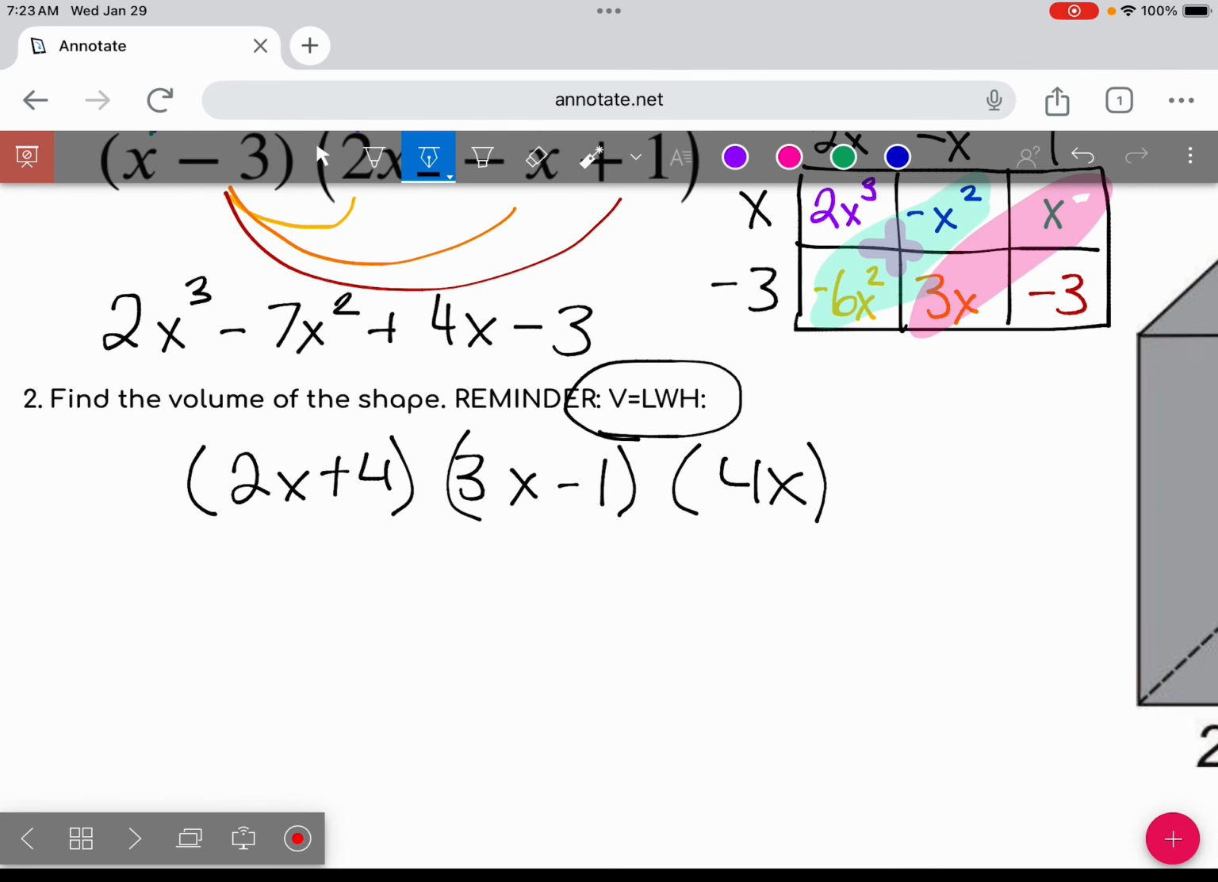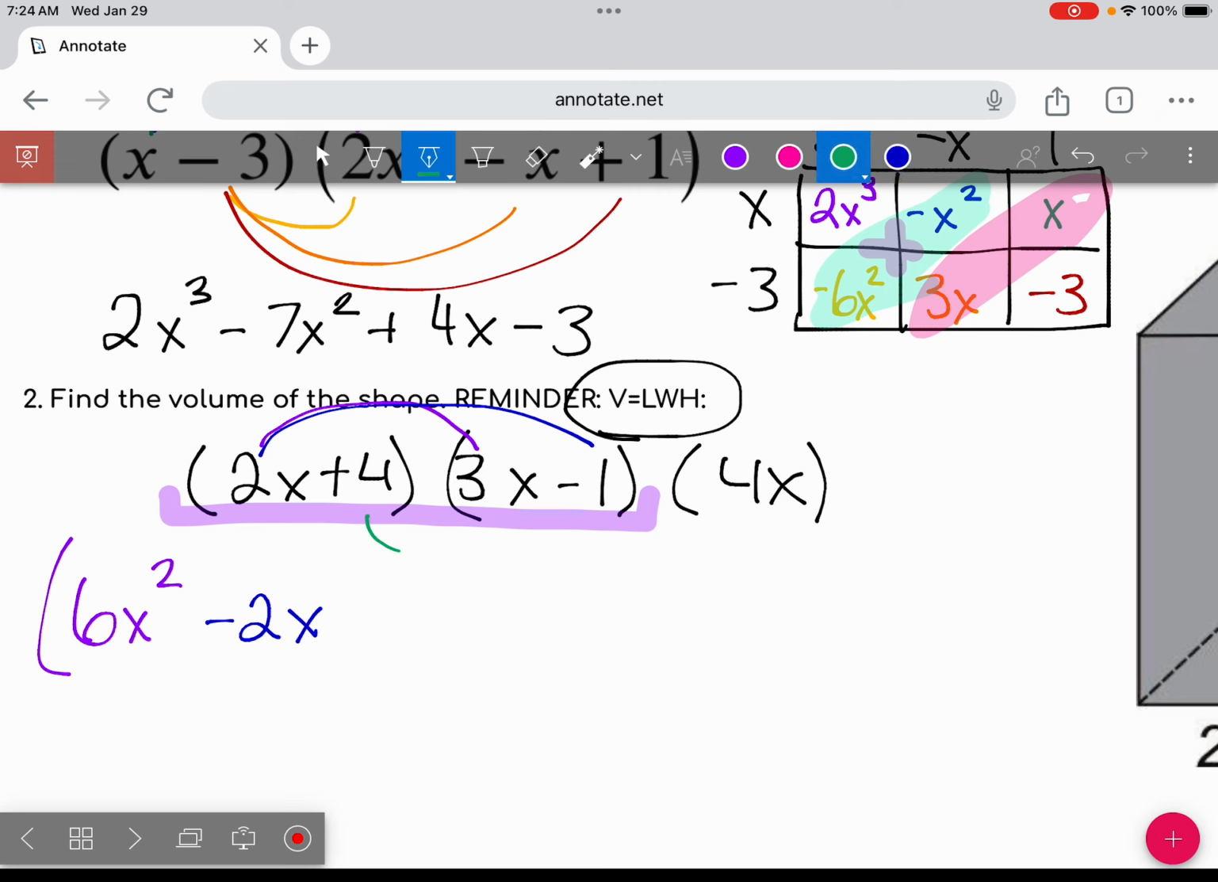Just unacceptable. So I'm going to take these 2 and multiply them together. And you can box it, you can distribute it, whatever you want to do. I'm going to distribute. So we're going to have our 2x times 3x giving us 6x squared. We're going to have our 2x times the minus 1 to get minus 2x. 4 times 3x to give us that 12x. And 4 times minus 1 to get minus 4.